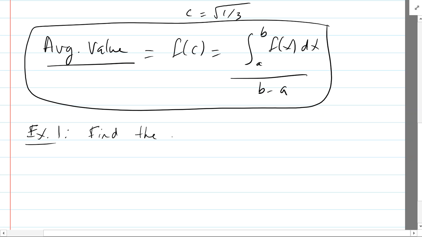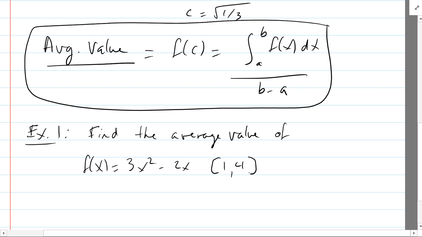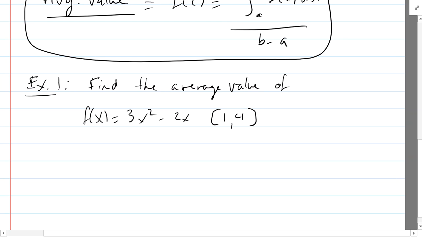Find the average value of f of x equals 3x squared minus 2x over the interval from 1 to 4. Is that the question? That's all they're going to ask you. What do you think? When you see average value, you've got to think area, which means integral. When you see average rate of change, that means slope, which means derivative.